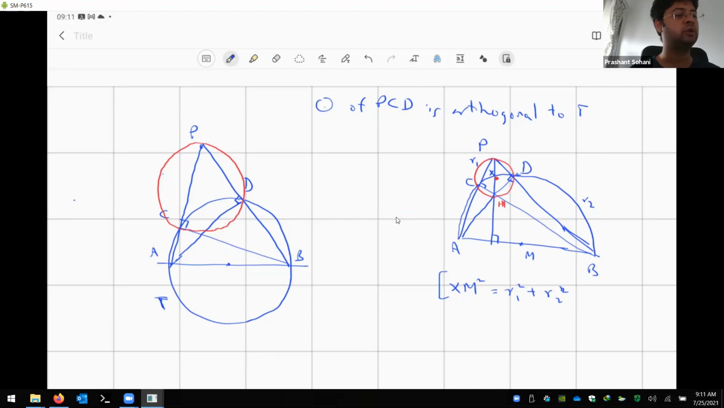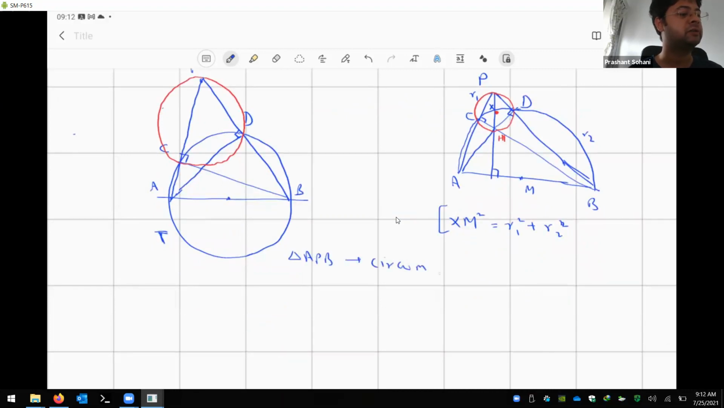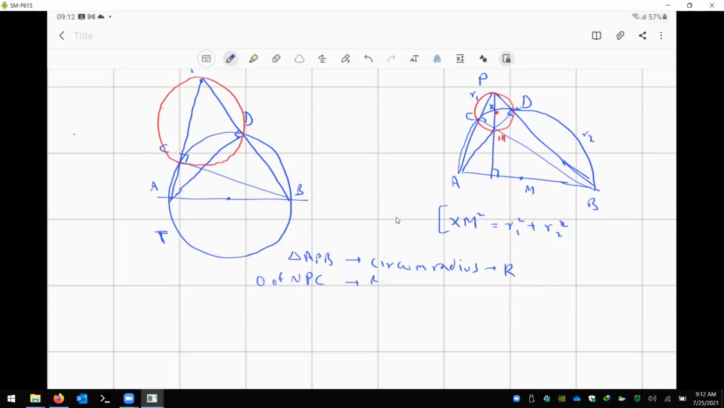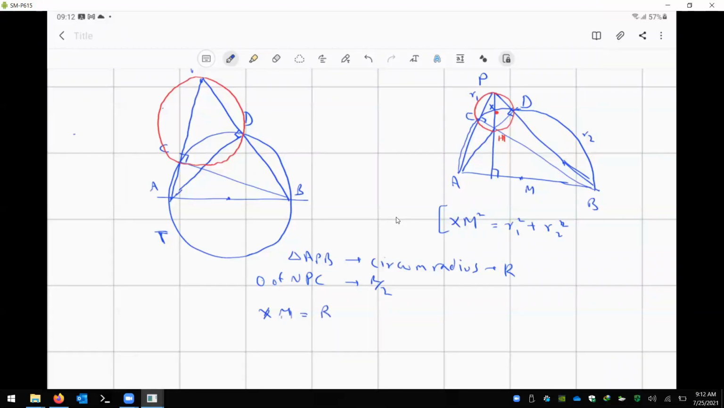Do we know what is the size of the 9-point circle? In the main triangle APB, if we call the circumradius R, then what will be the radius of the 9-point circle? R by 2. And if XM is the diameter, what will XM be equal to? XM is also R, right? Okay, so XM is R that we have figured out.